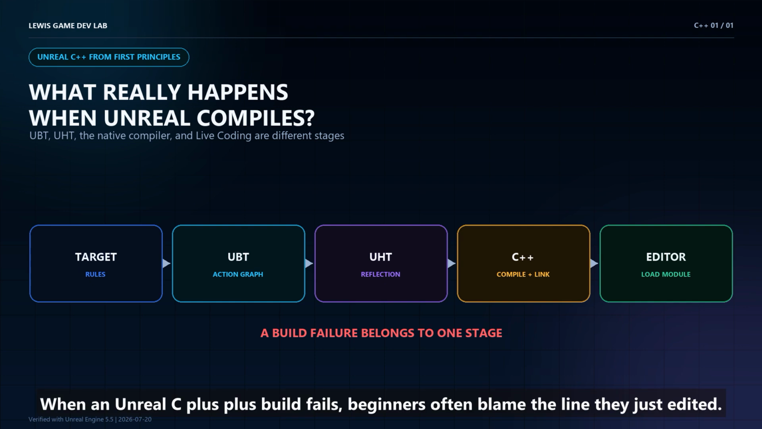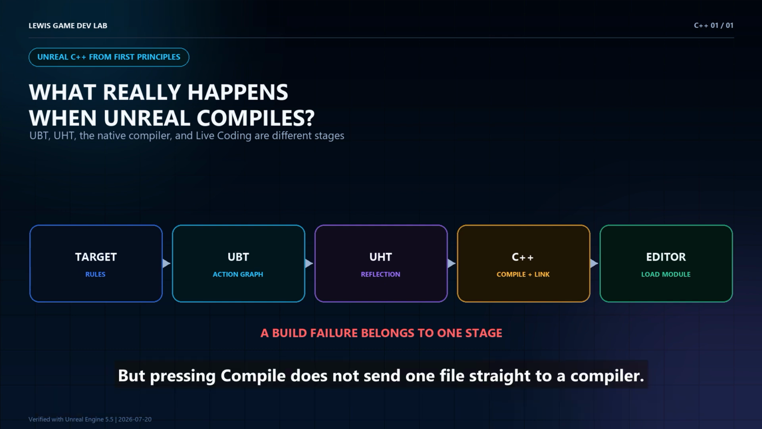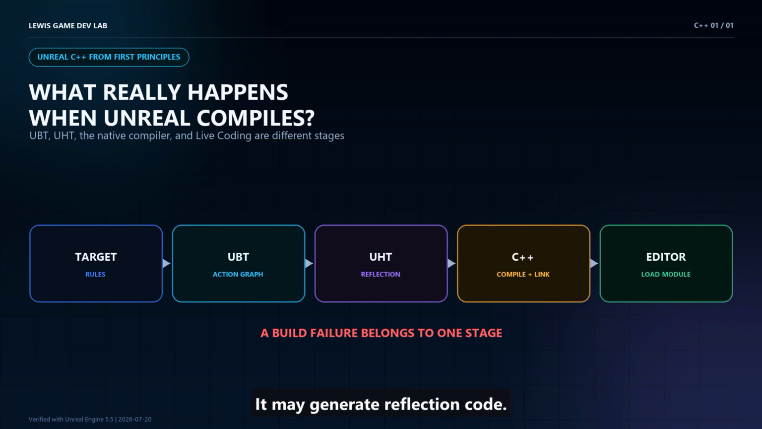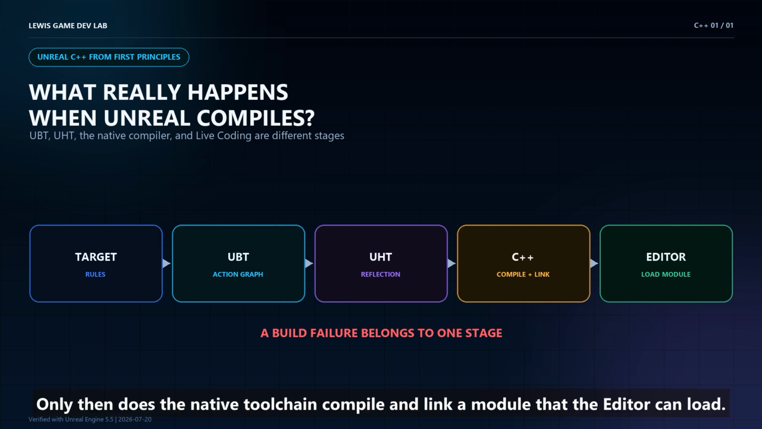When an Unreal C++ build fails, beginners often blame the line they just edited. But pressing compile does not send one file straight to a compiler. Unreal first resolves the target, modules, plugins, and dependencies. It may generate reflection code. Only then does the native toolchain compile and link a module that the editor can load.